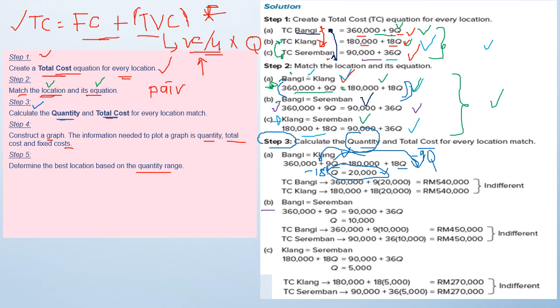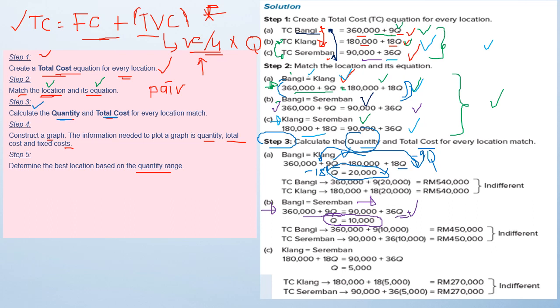Now we go to the second match. Second match is Bangi and Seremban. Okay, you can refer this to step number 2 as well. We match Bangi and Seremban. So the equation match in step number 2 was the 360,000 plus 9Q equals to 90,000 plus 36Q. So again, solve the Q. What is Q? So Q is 10,000. So this is the second Q that we have calculated from the equation match.